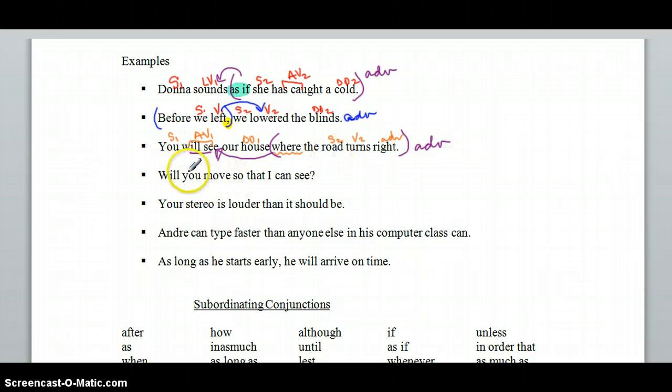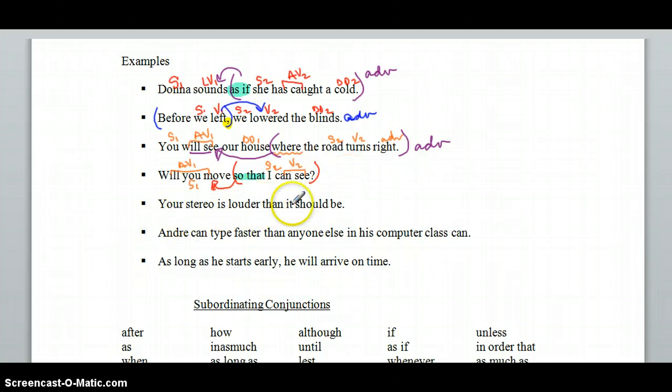Again, careful with questions. Will you move so that I can see? So will move is an action verb. Who or what will move? You will. Can see is my second verb. Who or what can see? I can see. And again, I've got that so that, one of those indicator words. This so that I can see is the subordinate clause, and it's telling me why I should move.